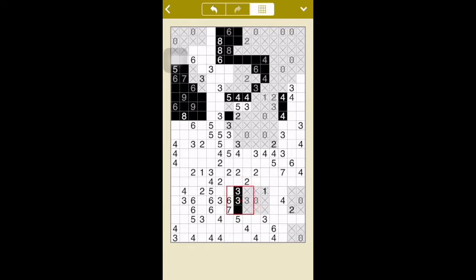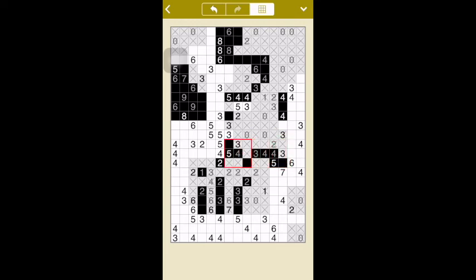Okay, let's do these. 2, 4, I get that. 2, 5, I get the 3. Wow, there's a whole bunch of them. Wow. 3, 5, 8, 8, and 6, okay. Let's do that.